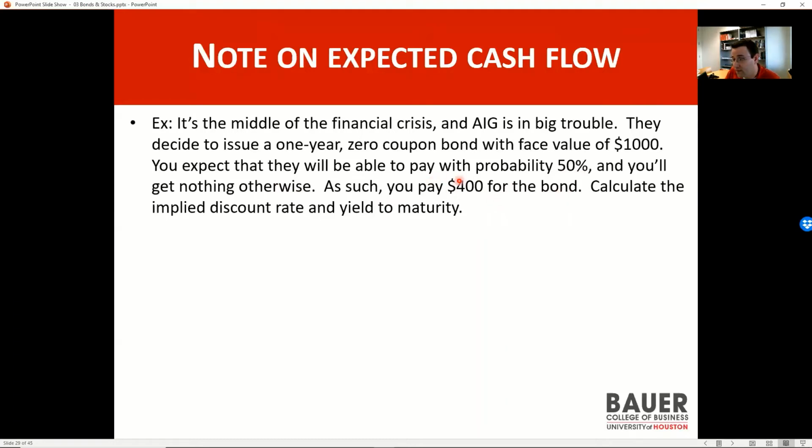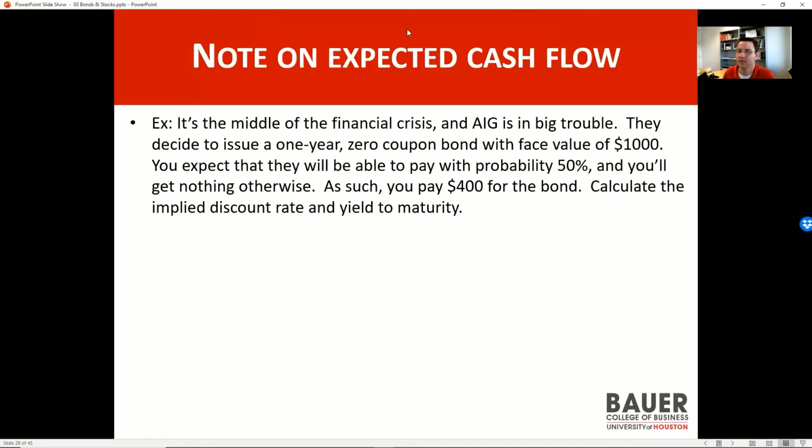So we have the price of the bond, we have the promised cash flow, and we have what we expect to happen. We're going to use this information to calculate the implied discount rate and the yield to maturity. These are different concepts. The discount rate is what we would use in week one: discount an expected value by the expected return. The yield to maturity is what you get if there's no default. So these are two very different rates. We're going to see exactly how they're different in this example.